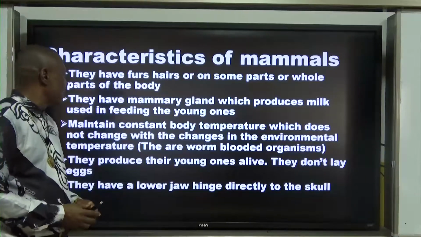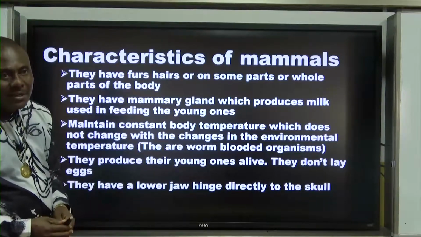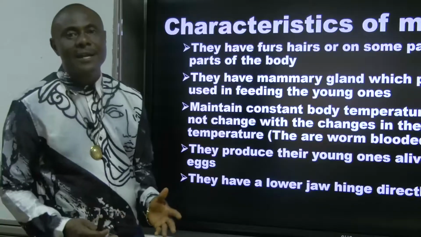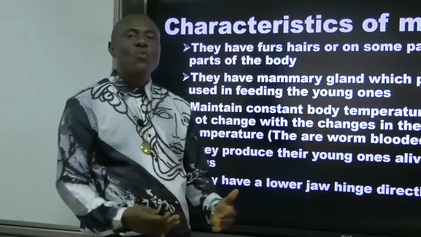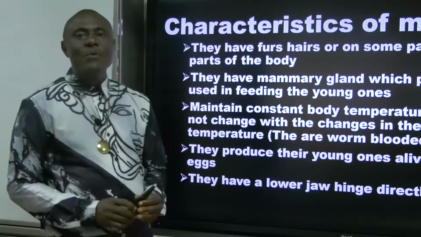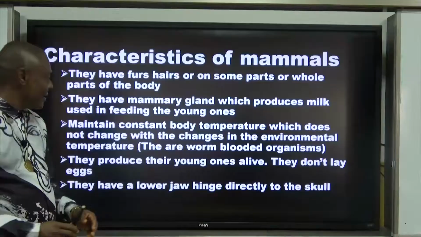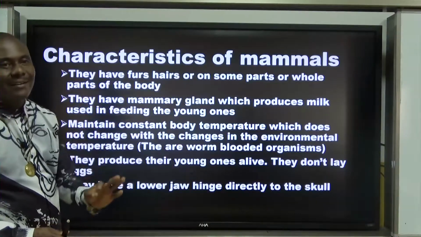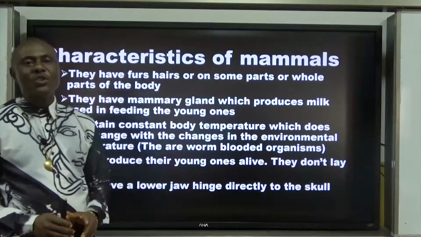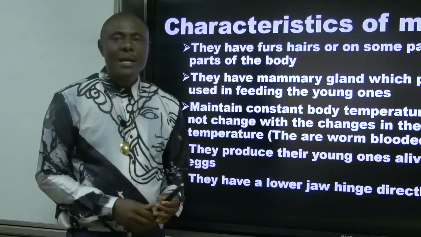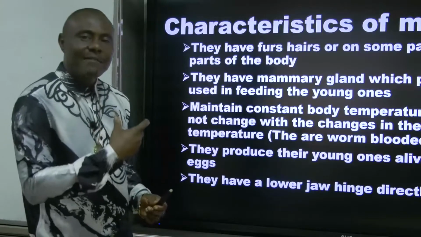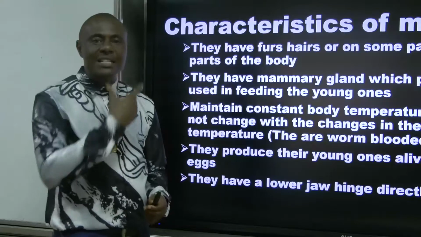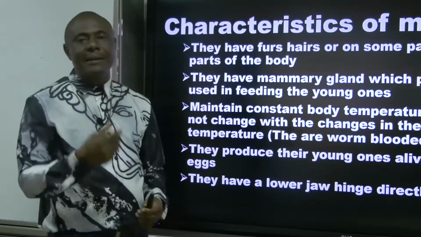They produce their young ones alive. They don't lay eggs like birds, reptiles and amphibians, but they give birth to their young ones alive, and that is why we refer to them as mammals. Yes, they have a lower jaw that is hinged directly to the skull. If they open their mouth, they have the ability to close it, which is a hinge formed as a joint connecting directly to the skull.